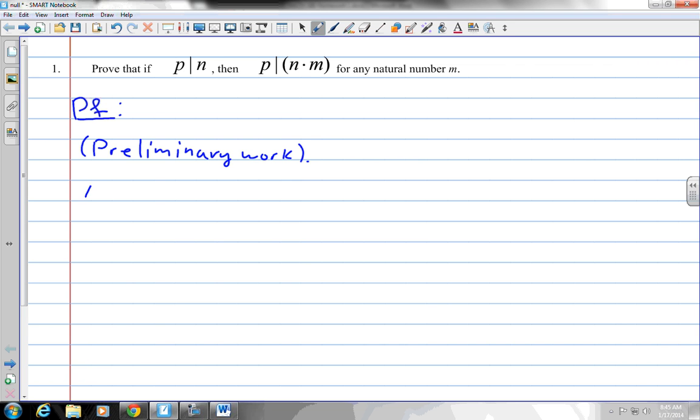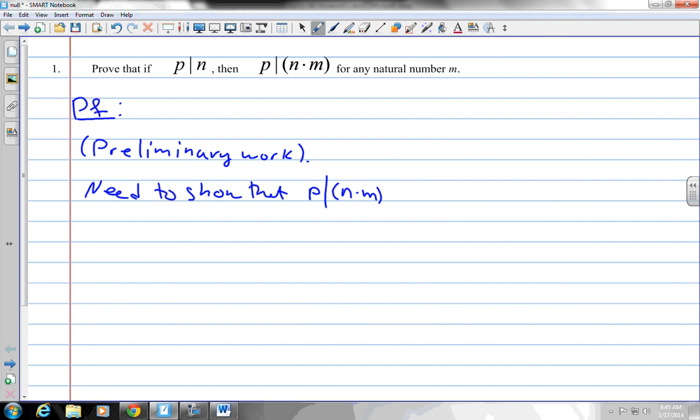You need to show that P divides the product of N and M. Right? So this is your last line in the proof. Therefore, P divides NM. Right? That's how you want to end this proof.